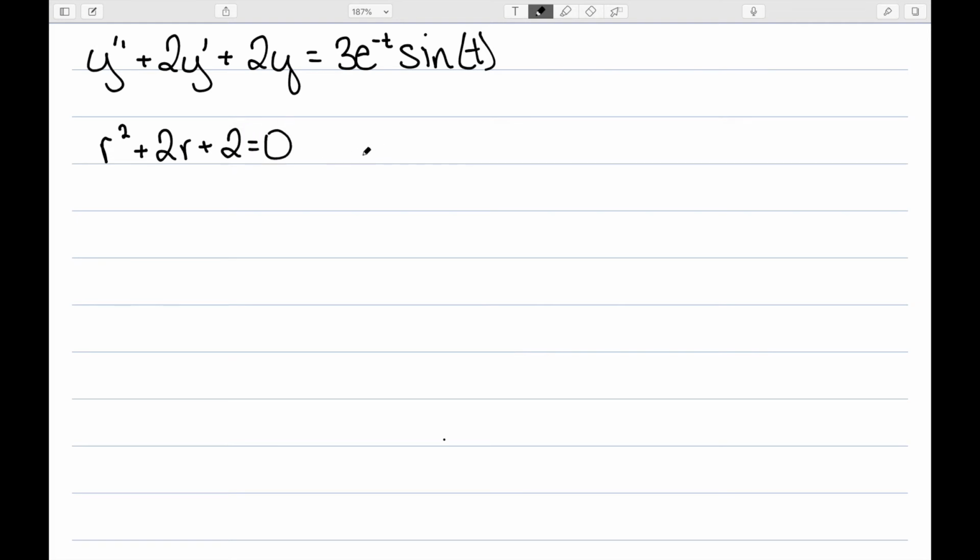You can try to factor this, but you won't be able to. Quadratic formula gives us negative 2 plus or minus the square root of 4 minus 8 all over 2. This is going to simplify to negative 1 plus or minus i. So we have alpha is minus 1 and beta is 1.